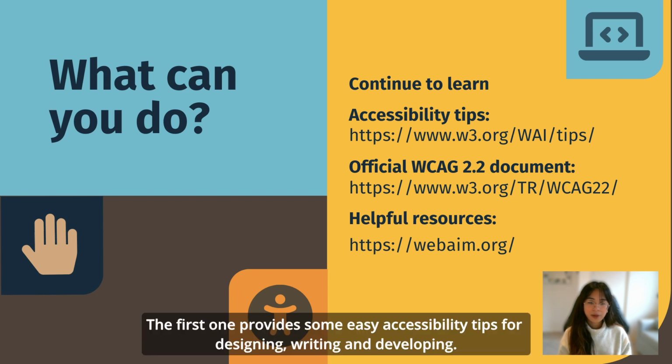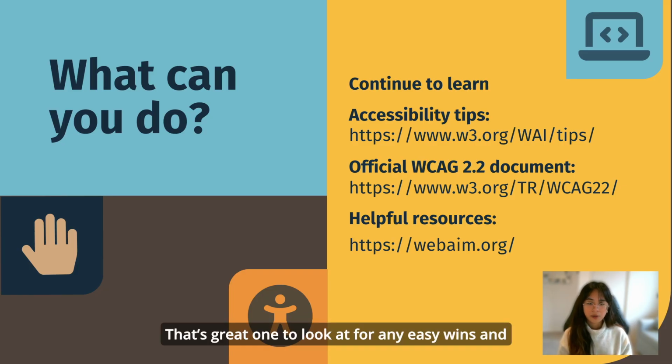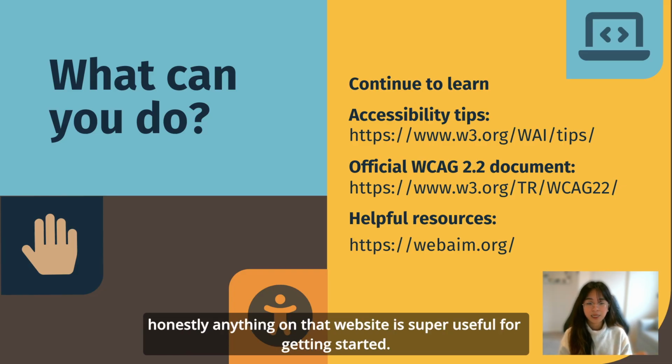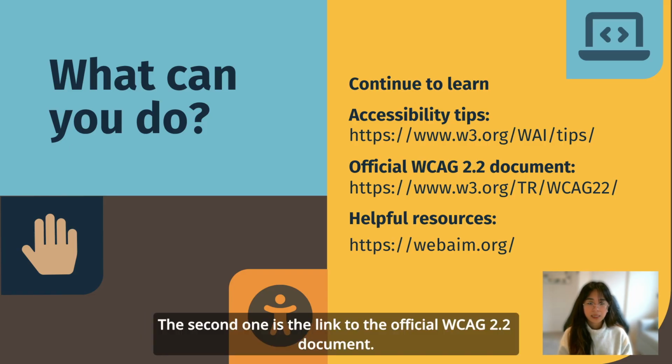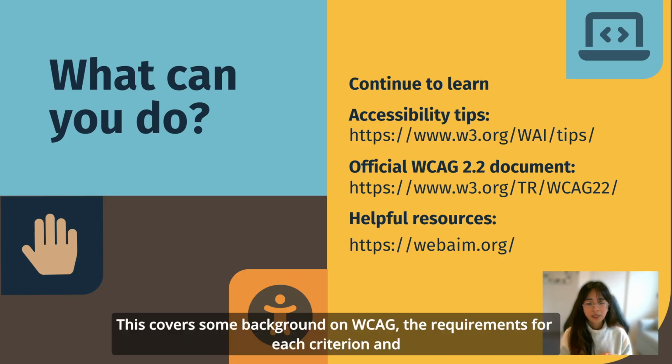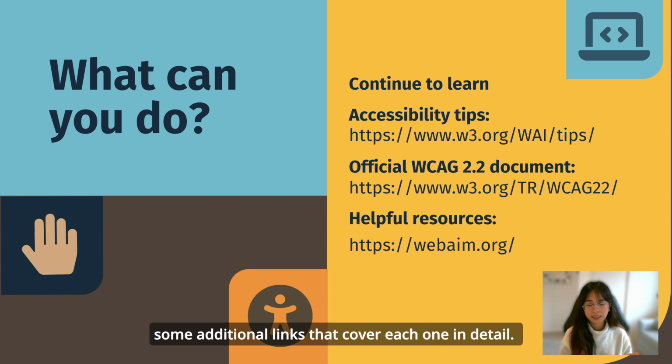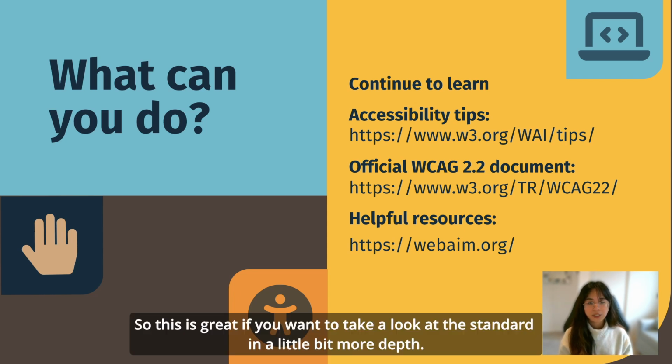So the first one provides some easy accessibility tips for designing, writing, and developing. So that's a great one to look at for any easy wins, and honestly, anything on that website is super useful for getting started. The second one is the link to the official WCAG 2.2 document. So this covers some background on WCAG, the requirements for each criterion, and some additional links that cover each one in detail.